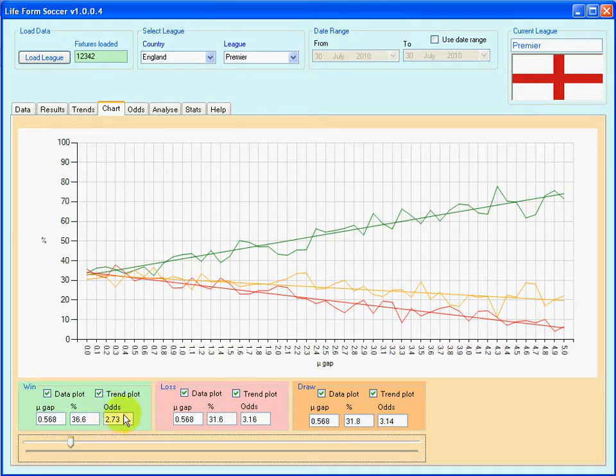You also have the decimal odds values displayed here. So for this match, Chelsea would be priced at 2.73, Manchester United would be priced at 3.16, and the draw would be priced at 3.14. If you are getting better odds than what is shown here, then maybe it's time to have a bet.